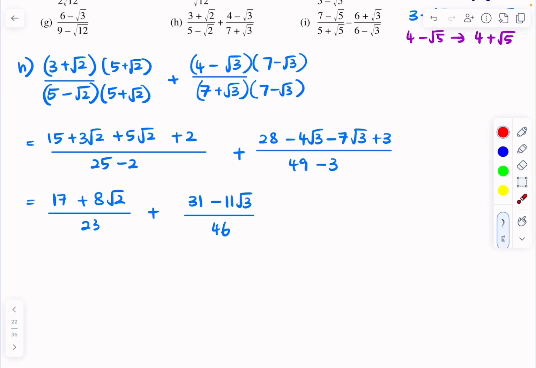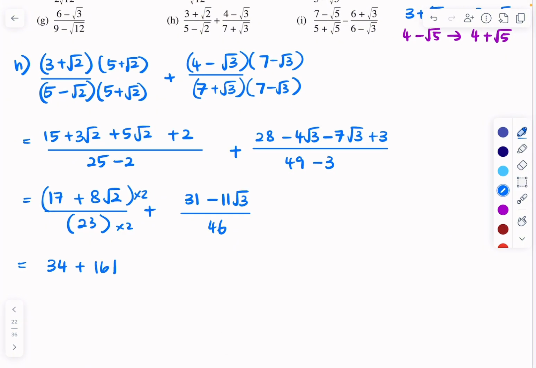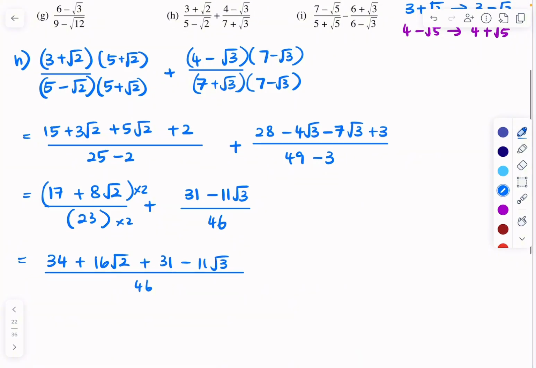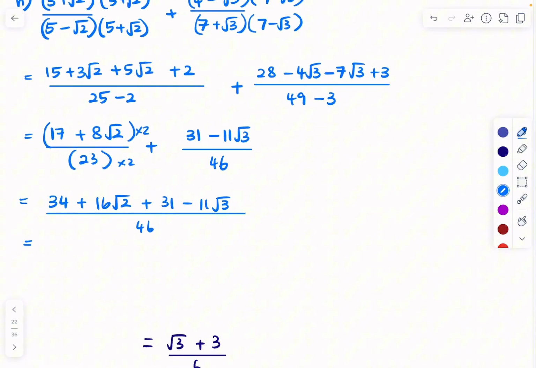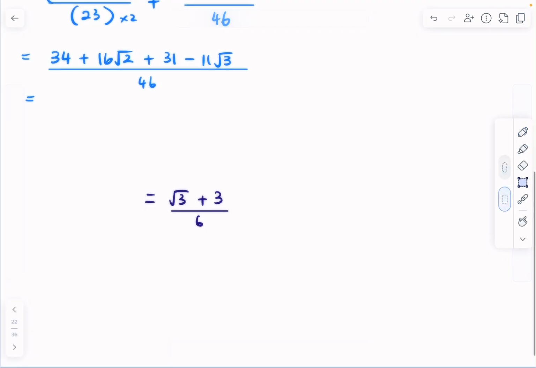So conveniently 23 just times 2, we get 46. Right. So this whole thing we times 2 times 2. Right. So 17 times 2 is 34. 8√2 times 2 is 16√2 over 46. 31 minus 11√3. Okay. Alamak, so just now we never delete.